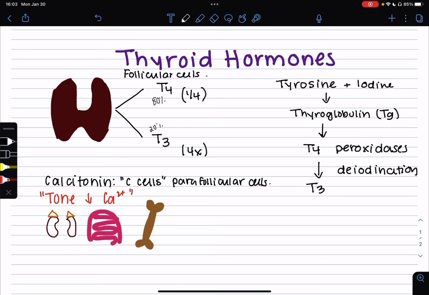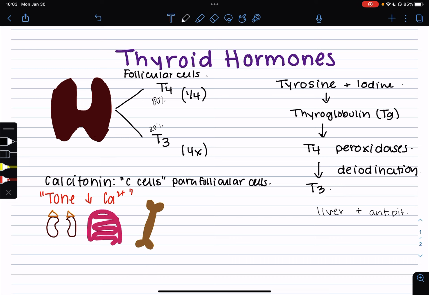So we're going to start with tyrosine plus iodine. That's why iodine is so important in the diet. And once it combines with iodine, it's going to create thyroglobulin, TG. And through peroxidase, it's going to synthesize T4. And then deiodination will result in T3. So the deiodination process is going to occur in two places. It'll happen in the liver and in the anterior pituitary.